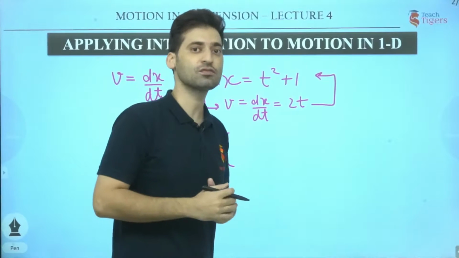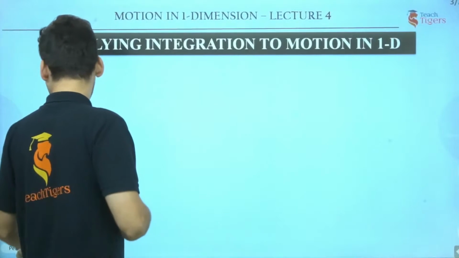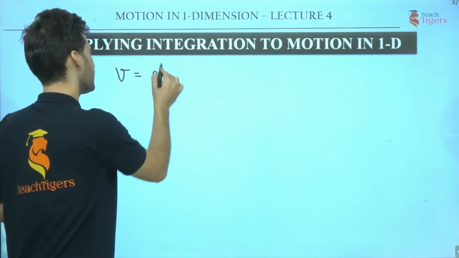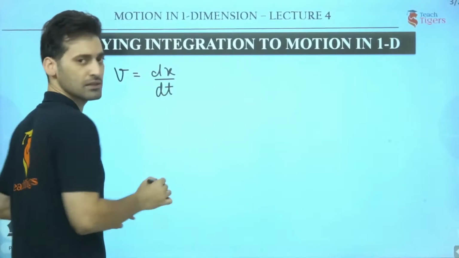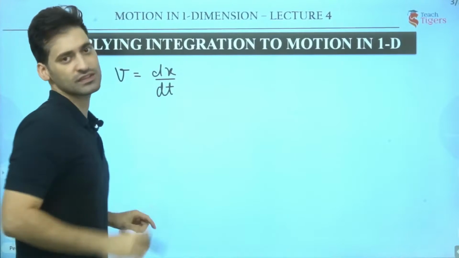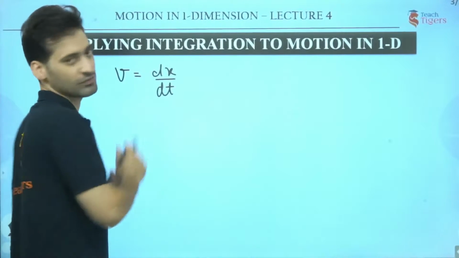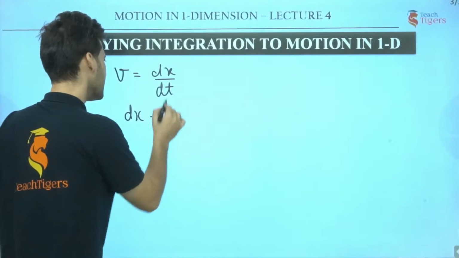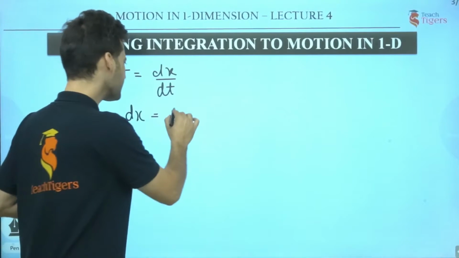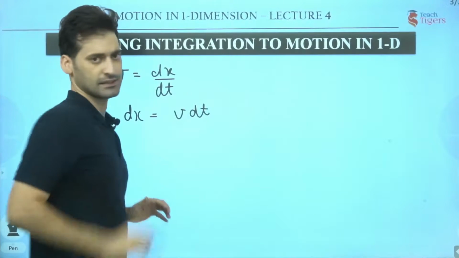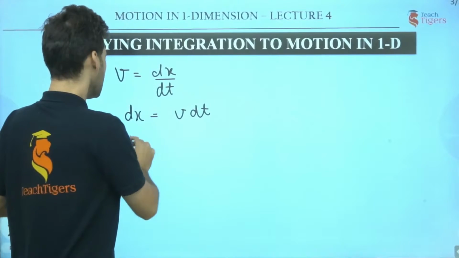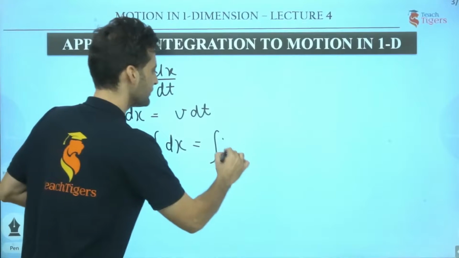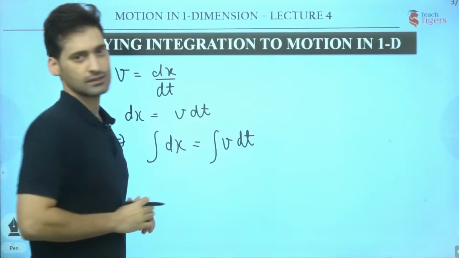So now which integration formula we are going to study? Let's see. The first formula that you have to keep in mind is this one. Obviously, you know this formula, but I am not talking about this form of it. I am talking about the other form of this formula. You do one thing, take this dt to the other side, and it becomes v into dt, isn't it? Now you can integrate both sides. Integration of dx will be equal to integration of v into dt.